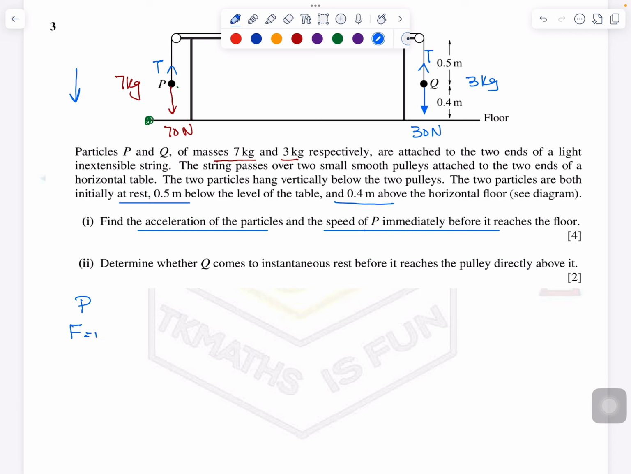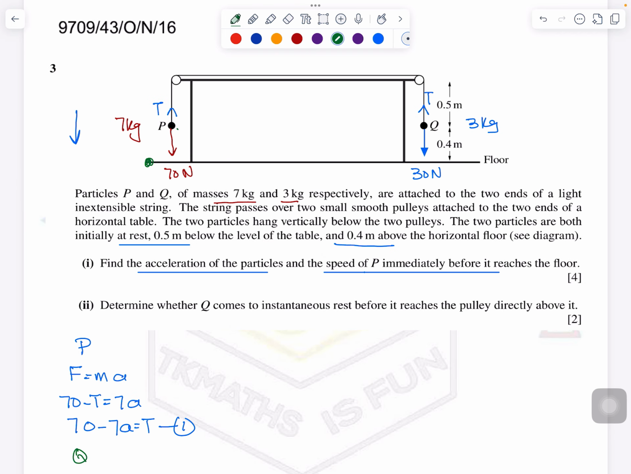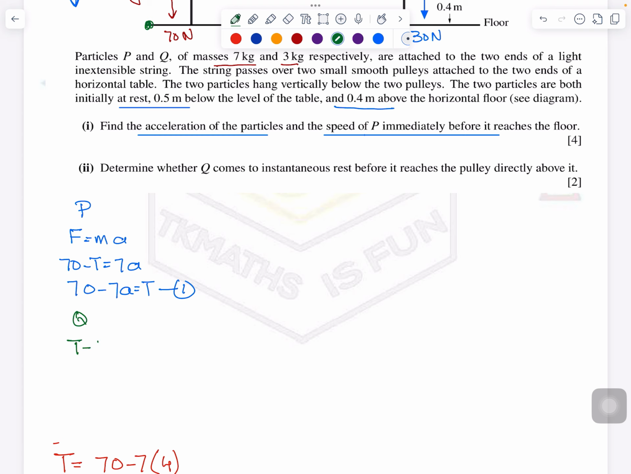F is equal to ma, right? Because particle P is coming down, I will write 70 minus T is equal to 7a. So 70 minus 7a is equal to T, equation number 1. Now I will write the same equation for particle Q. Particle Q is moving up, so the tension is larger than the weight. So I will write T minus 30 is equal to 3a. So T is equal to 30 plus 3a.